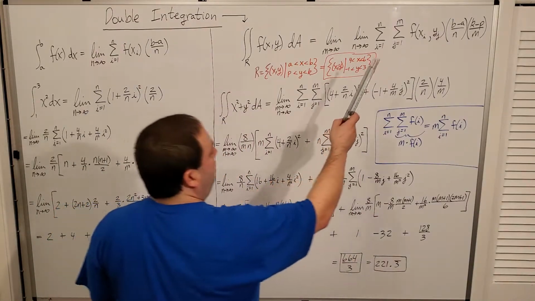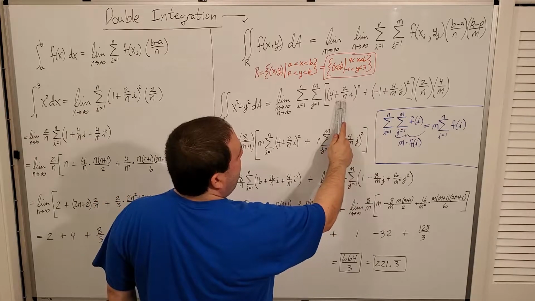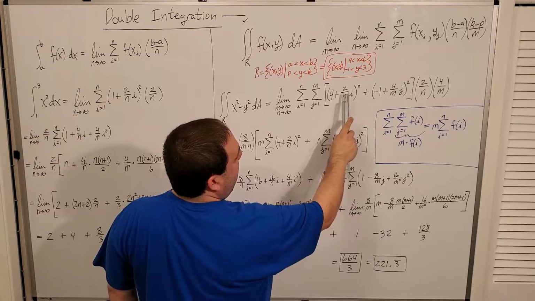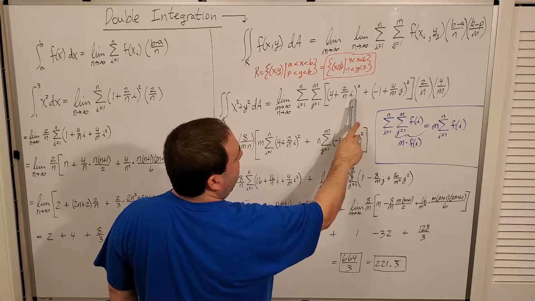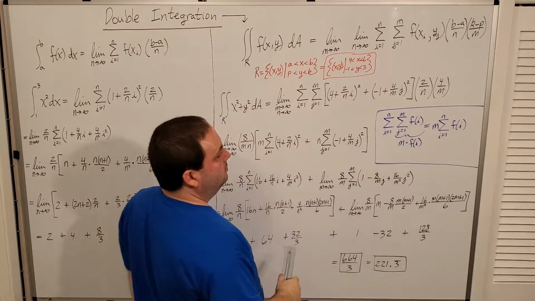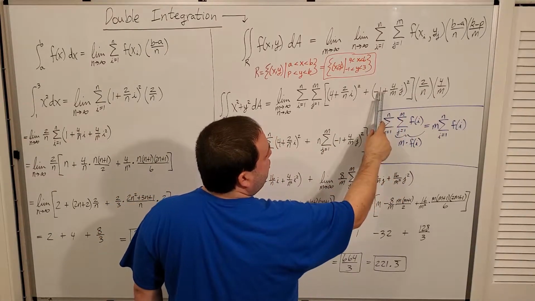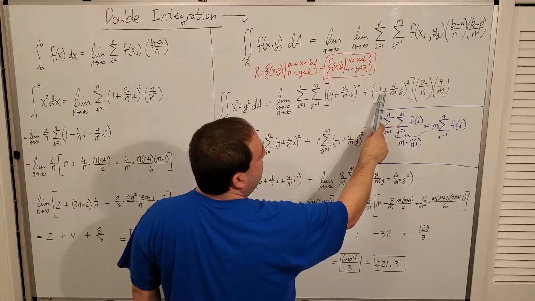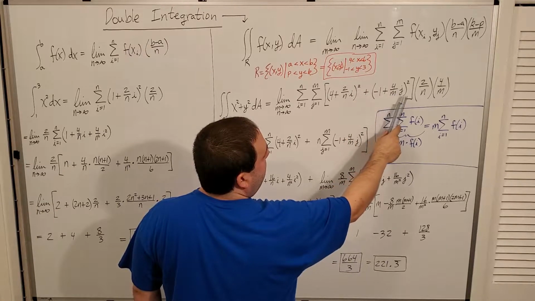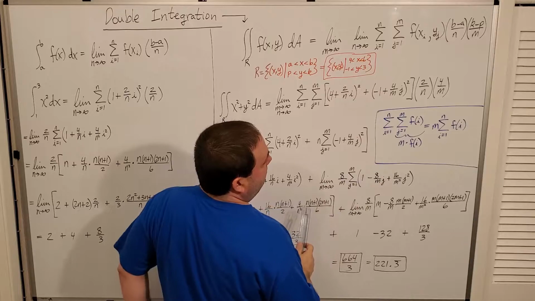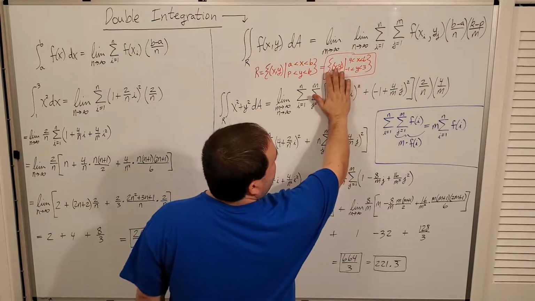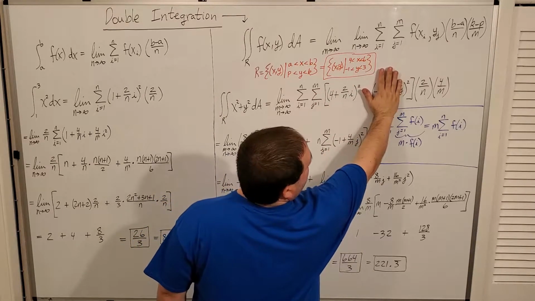Now, of course, the X is going to start at 4, and I'm doing its width times I to iterate it. And the Y values start at negative 1, and the width is 4 over M, and then iterating it times J. And of course, this is X squared plus Y squared, right?